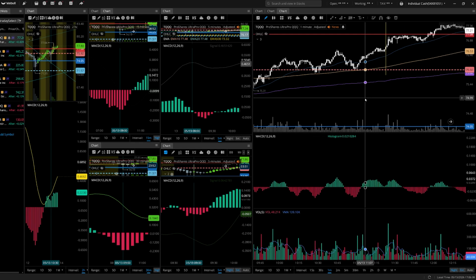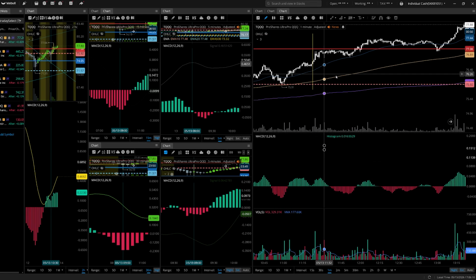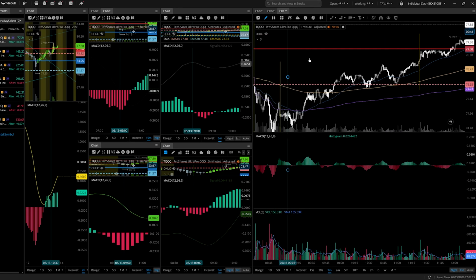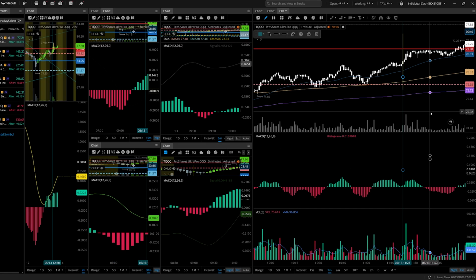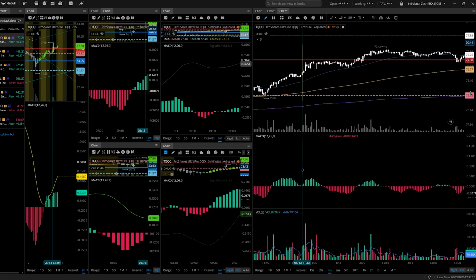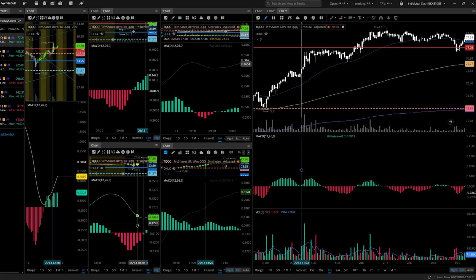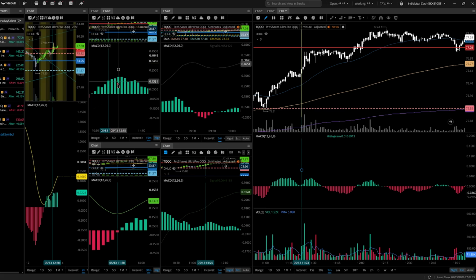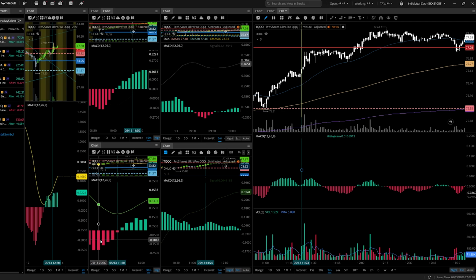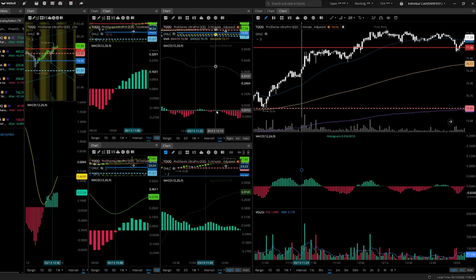Next alignment that I captured was here at 11:23. Why? 5-minute going up, 15-minute in the green and strong, 30-minute almost across. It hasn't yet crossed over, but it's literally about to. It's getting close, and that's all we needed.